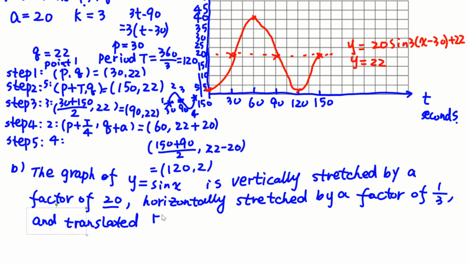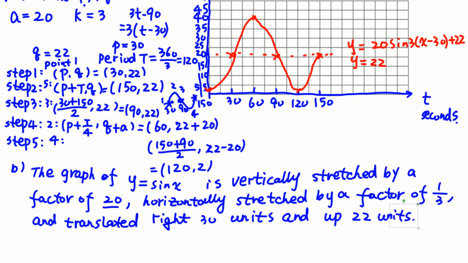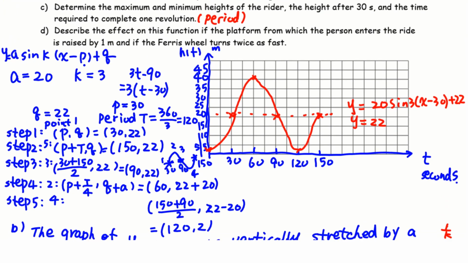So it will be right 30 units. And the Q is 22, and up 22 units. So what we have done is we include the vertical stretch A, horizontal stretch 1 over k, then the P left right, Q up down. And this is done for describing the transformations.